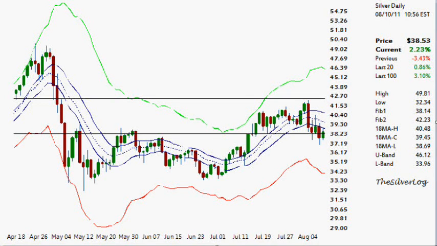It is Wednesday, the 10th of August, and currently the market is up 2.2% for the day, having a hard time, but still holding above this significant Fibonacci line, and it's still below this key moving average.